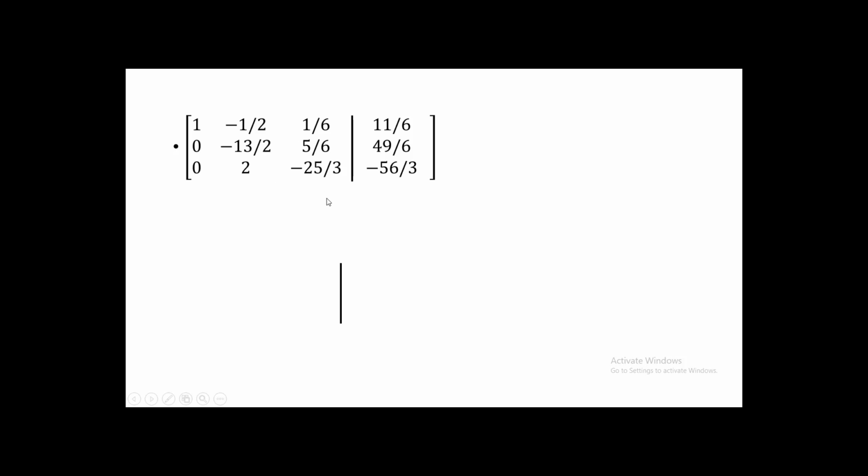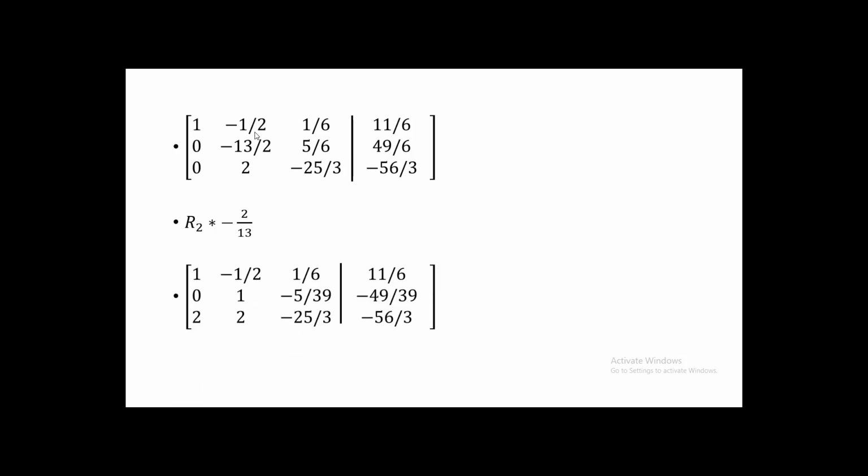Alright, now for my next pivot position, we will move towards this side and say that this is the next pivot position. What I'm going to do is convert it into 1 so that it's easy for me to calculate the values. Here, when I multiply the second row by minus 2 by 13, this is the final thing I got. Now it says that all the entries below the pivot position should be equal to 0.